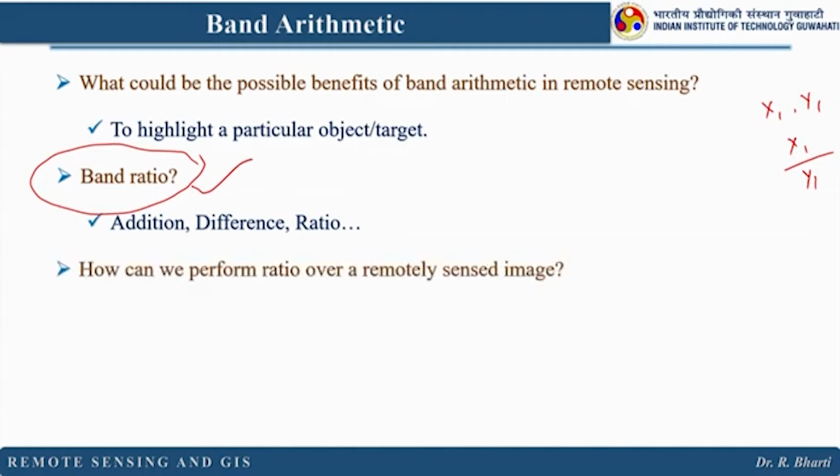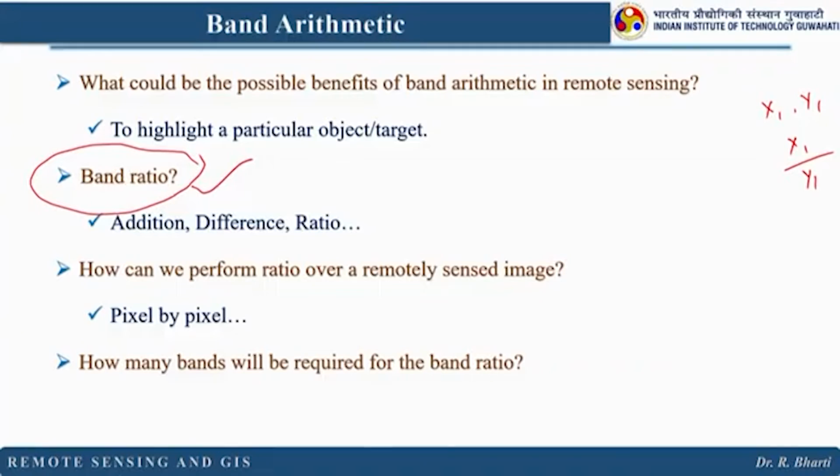The next question is, how can we perform a ratio over a remotely sensed image? Normally, when we see it, it is an image. But we know that images are nothing but a set of values, which is basically a matrix. So we can easily identify a pixel value, and we can run addition, difference, and ratio on this pixel by pixel basis.